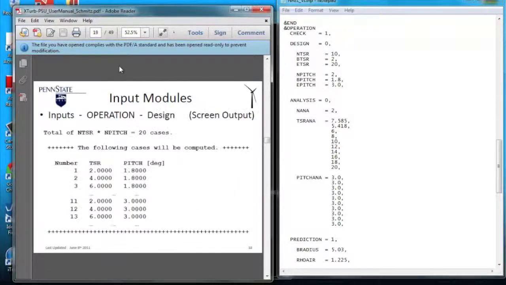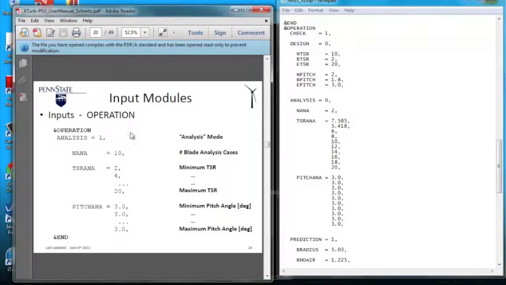What you do in the analysis mode now is you specify exactly the pairs of tip speed ratio and pitch settings that you want to look at. So here we have tip speed ratio ANA, meaning analysis mode, and pitch ANA, meaning blade pitch settings in analysis mode. And you specify 10 cases, and then you have an array of 10 numbers, starting from the lowest to the highest.